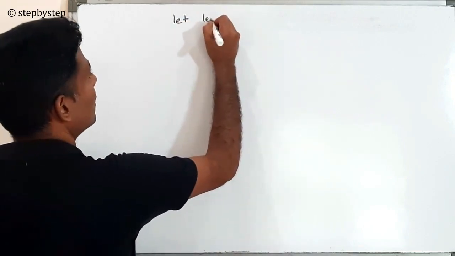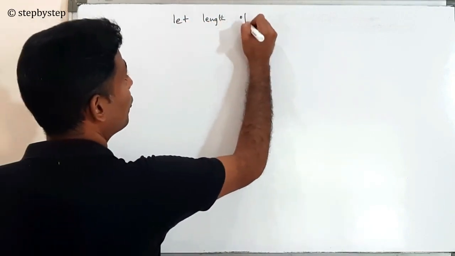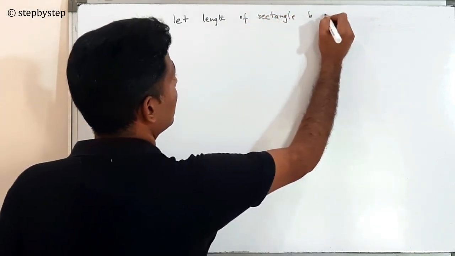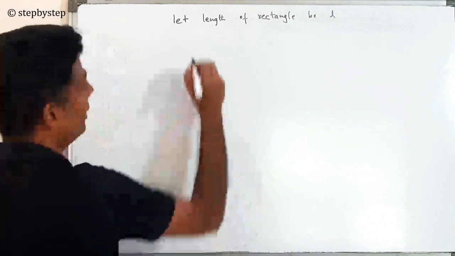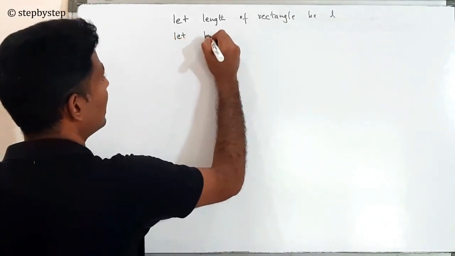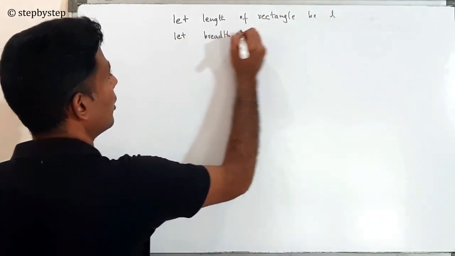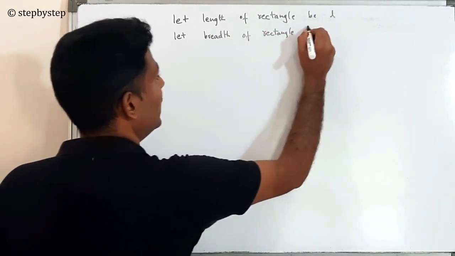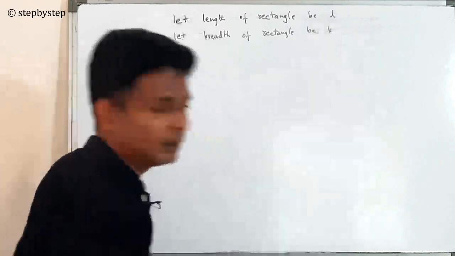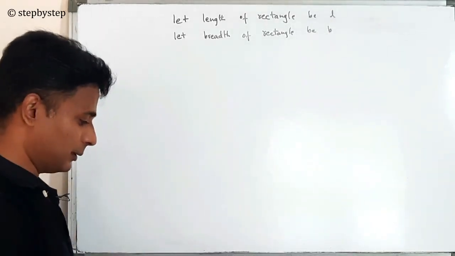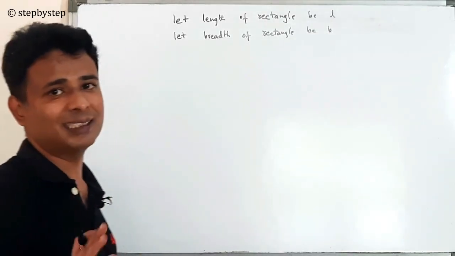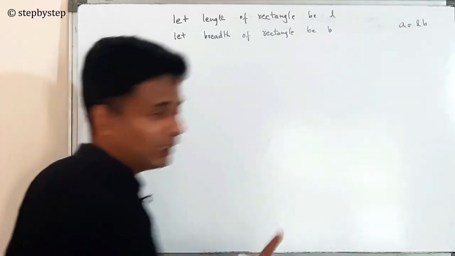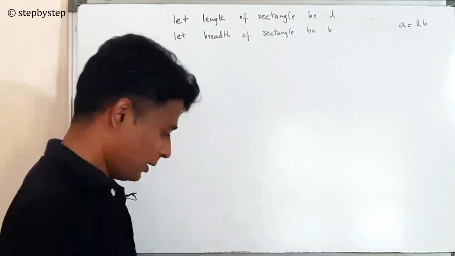Let the length of the rectangle be L. I'll take it as L. Let the breadth of the rectangle be B. I'll take it as B. Now, two situations. First of all, this is an area problem. What is the area of a rectangle? L into B. Remember that.